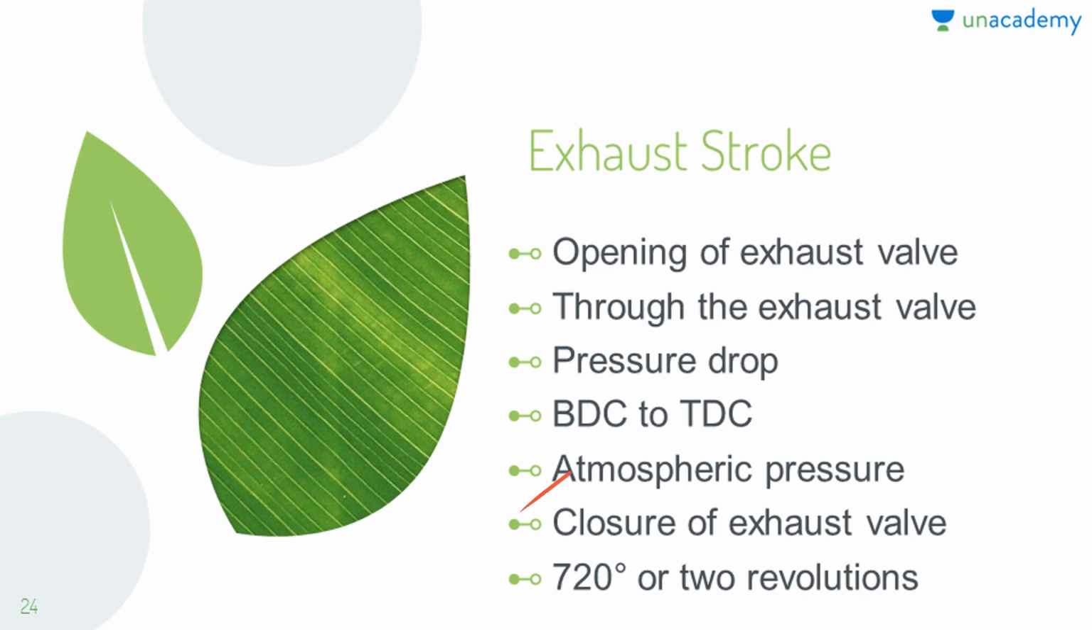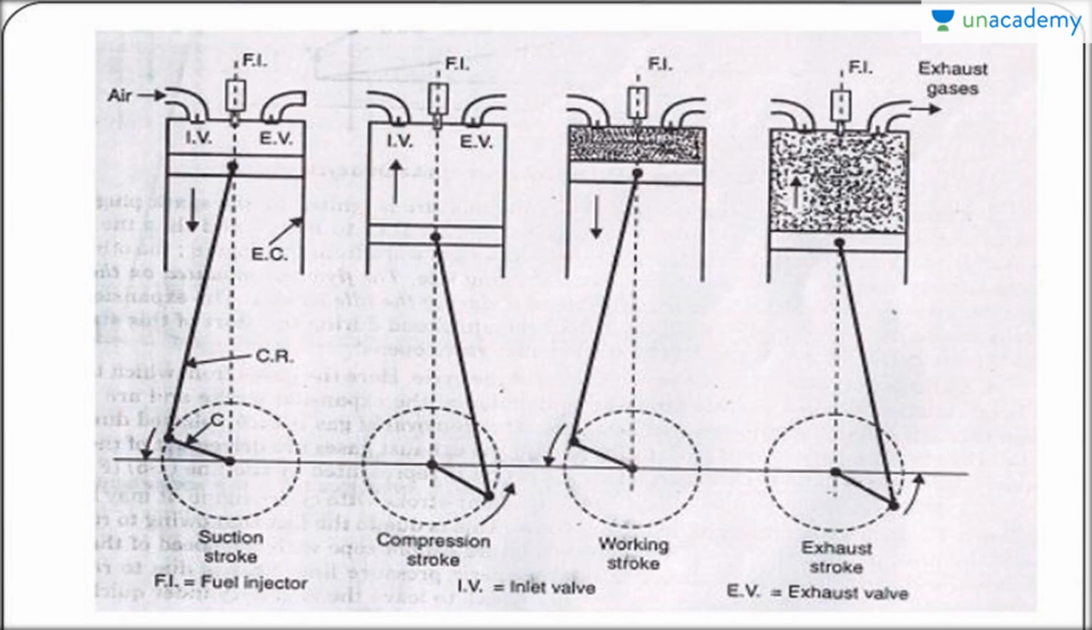In the next cycle, the piston starts moving from TDC to BDC again, and the inlet valve opens. It allows fresh air from the atmosphere to enter into the cylinder, and the process continues. Thus, 4 different strokes or 1 working cycle is completed when the crankshaft rotates 720 degrees or 2 revolutions.